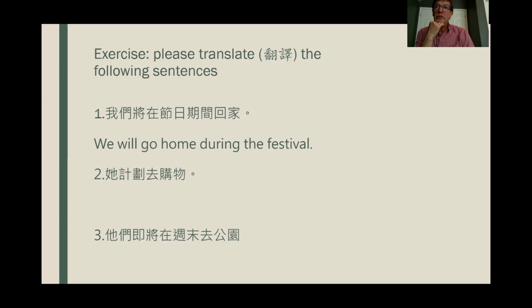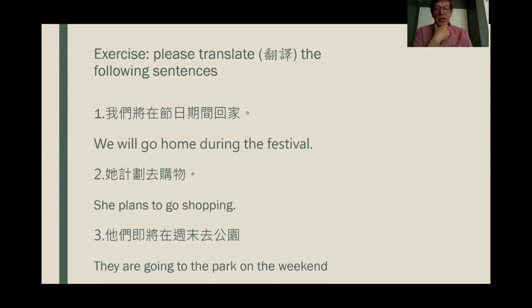Okay, look at two. I think you could write something down pretty quick. She plans to go shopping. Well, that's future. It's implied. We really don't have will or shall or would. She plans to go shopping. Implied future tense. They are going to the park on the weekend. There's also future. Going to the park on the weekend. The weekend implies future. So these are all examples of future tense sentences.